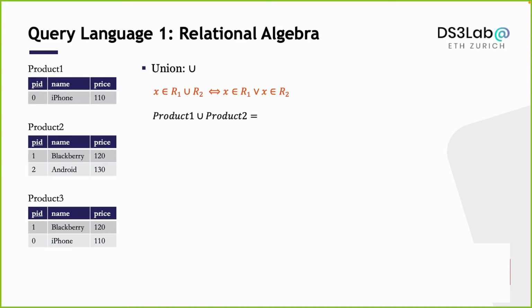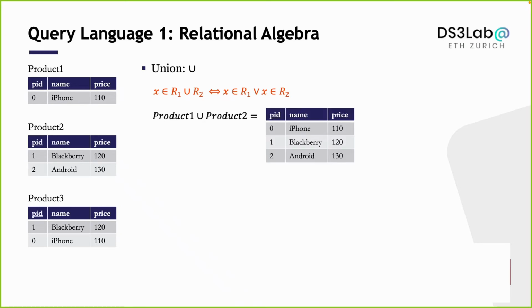In this example, assume you have 2 different relations, product 1 and product 2. If you take the union, your output will be a relation instance that looks like this, containing all the tuples in product 1 and product 2. Again, you cannot union any pair of relation instances. You can only union them with the same schema, in the sense that they have the same number of attributes and the same name for each of those attributes, and then you know how to take the union.